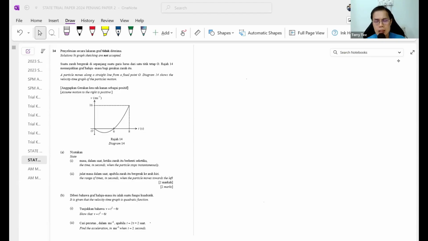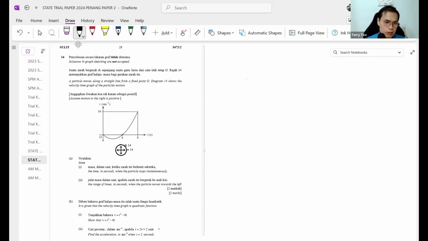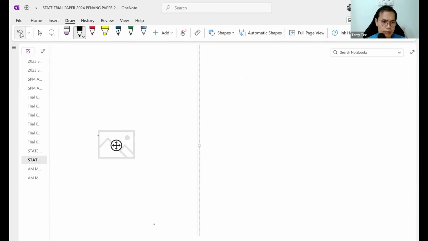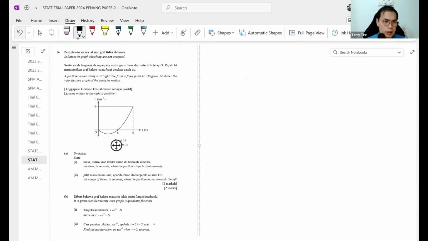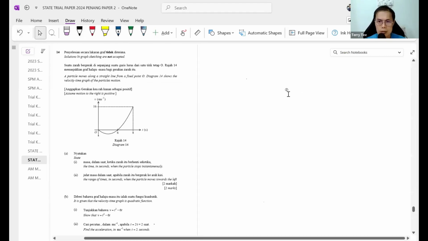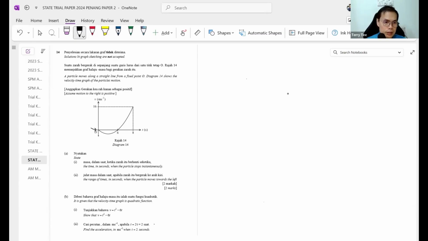Remember, a particle stops instantaneously when the velocity is 0. So here your velocity is 0, you can see from your graph. When v equals 0, the t is 6. So very easy. It stops instantaneously when t is 6. That's all, one mark.